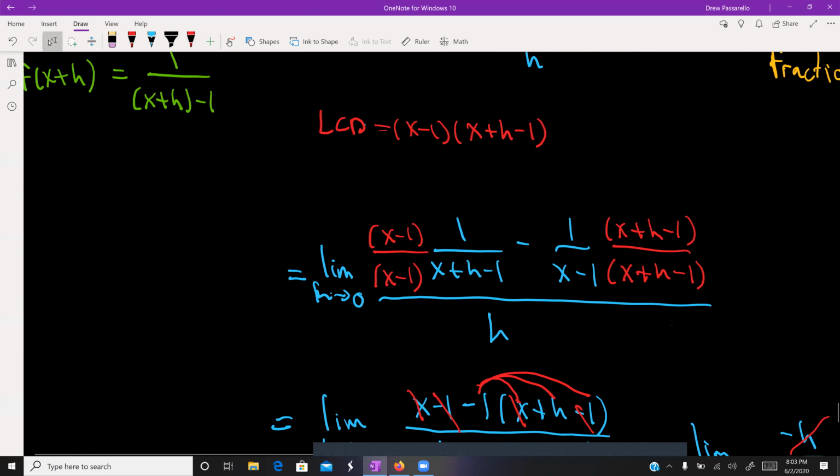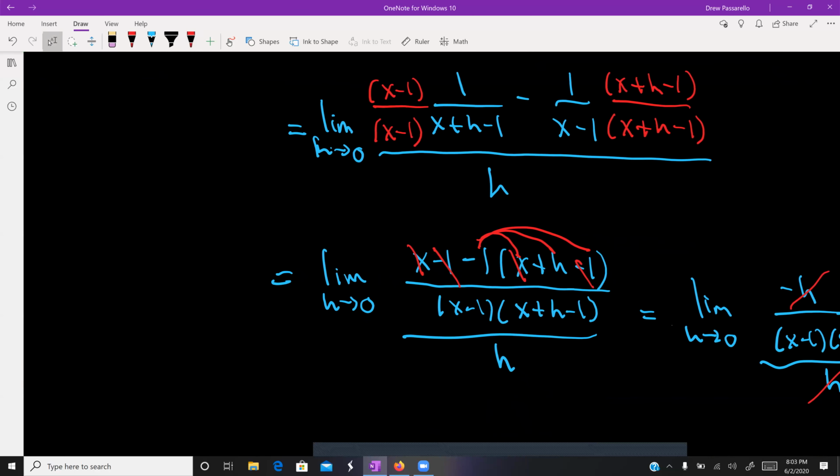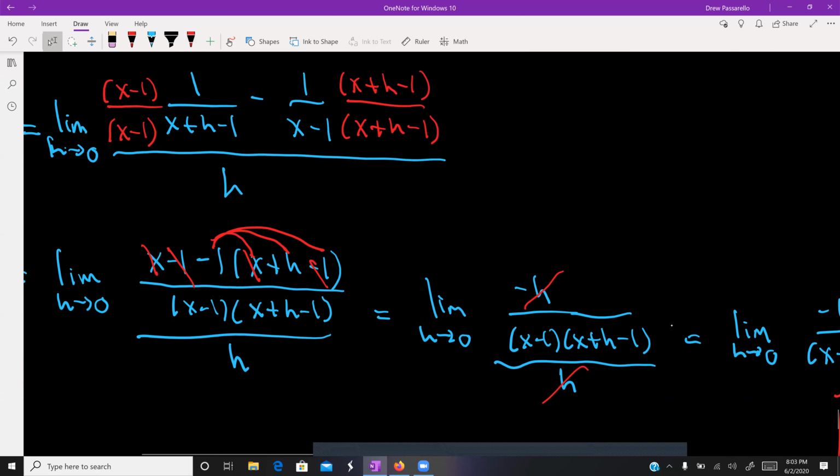So that's why I'm multiplying that one top and bottom by x minus 1. The second fraction is missing the other denominator, x plus h minus 1. So that's what I multiply top and bottom by. After I do that, they're going to have that x minus 1 times x plus h minus 1 as the denominator. So I'll combine into one fraction. So I have x minus 1, then minus 1 times this whole thing in parentheses, x plus h minus 1. So after you distribute the minus 1, that's where I can cancel stuff. And after you cancel stuff, you're left with negative h up top.